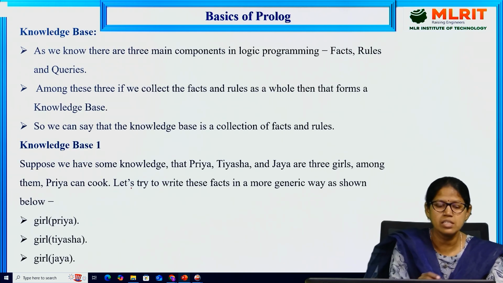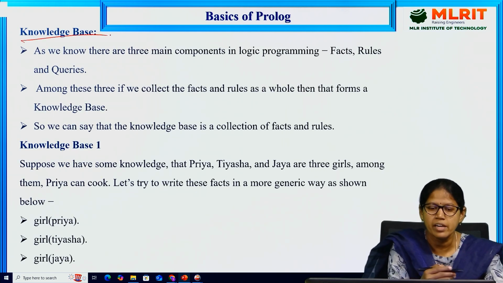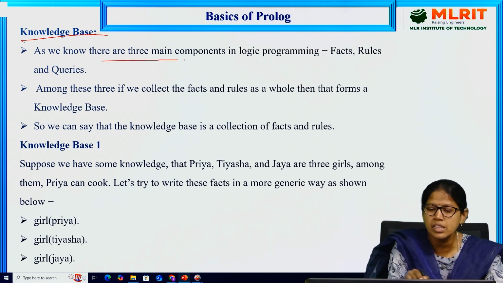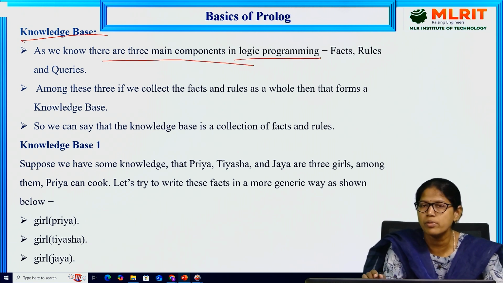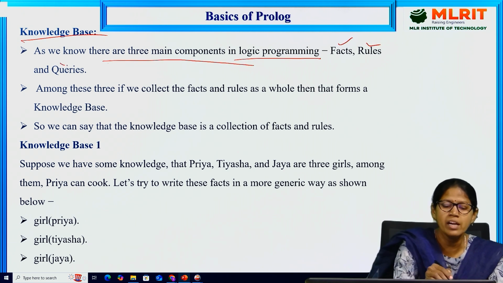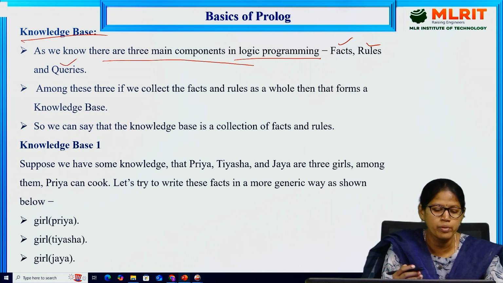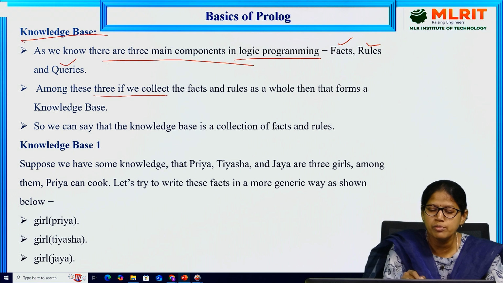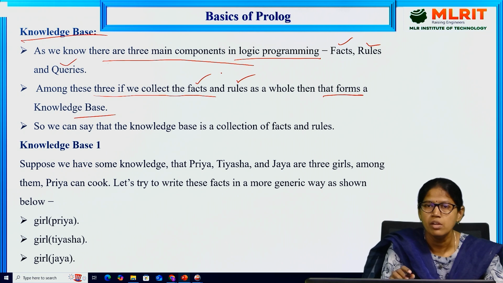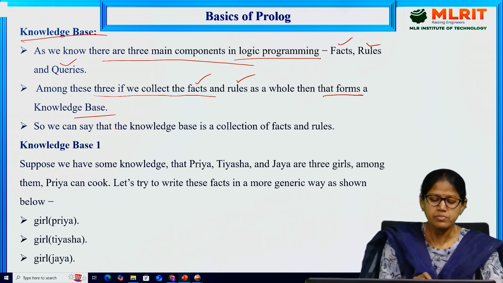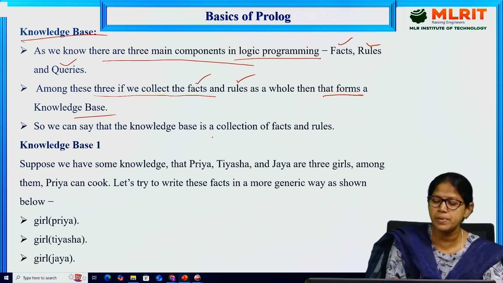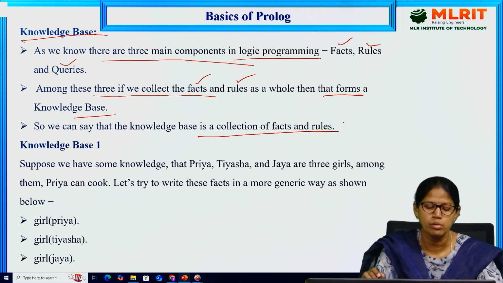Okay, let's see what a knowledge base is. Already we have seen, as we know, there are three main components in logic programming, that is facts, rules and queries. These are also called the basic building blocks of Prolog programming. Among these three, if we collect the facts and rules as a whole, then that forms a knowledge base. We need to write the facts in the form of rules. So we can say that the knowledge base is a collection of facts and rules.